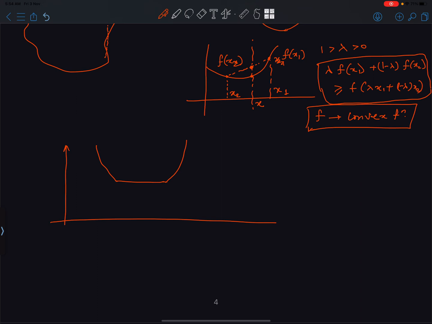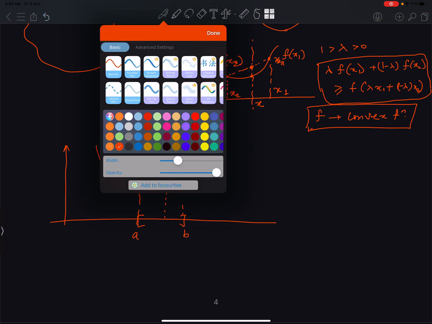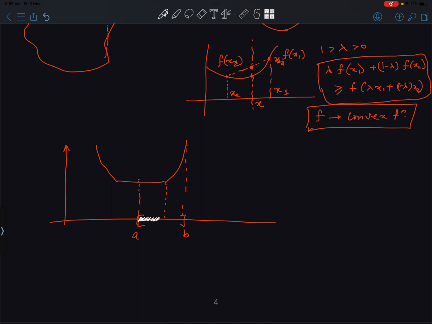Okay, and is this set from A to B a convex set? Yes, because if we choose any 2 points, all the points on the line also lie in this particular set, so this is a convex set. Okay, so if we see this particular region, from this region to this region is the global minima.